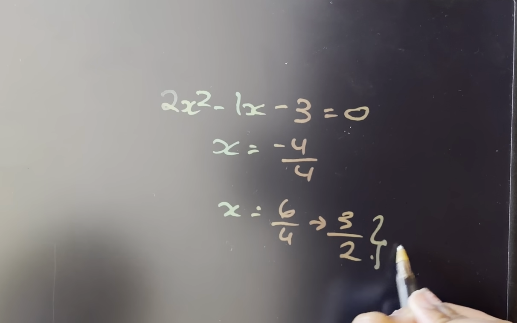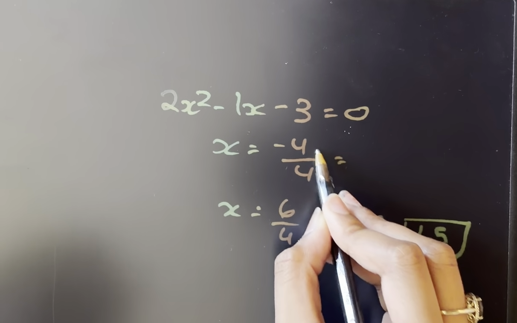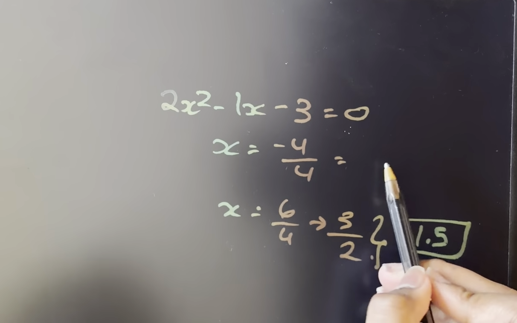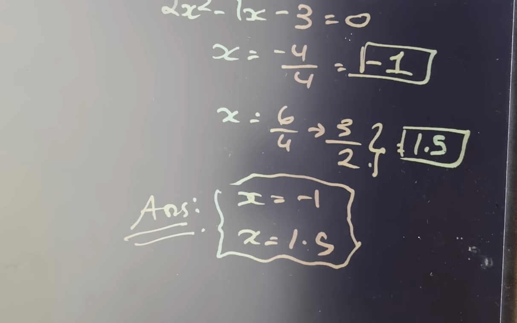So here we have x is equal to minus 4 over 4 and x is equal to 6 over 4, which can be simplified to 3 over 2 and is equal to 1.5. Minus 4 over 4 simplifies to negative 1. As a result, we have x is equal to negative 1 and 1.5.